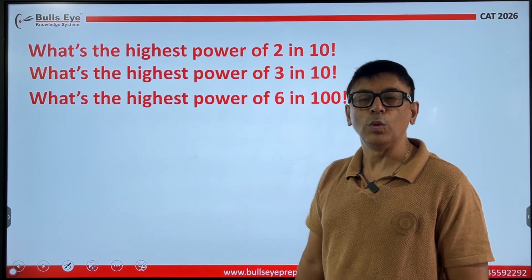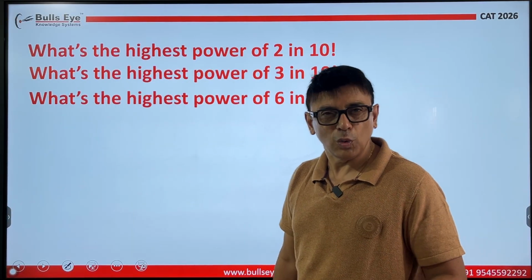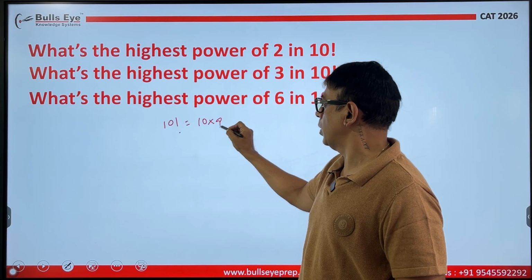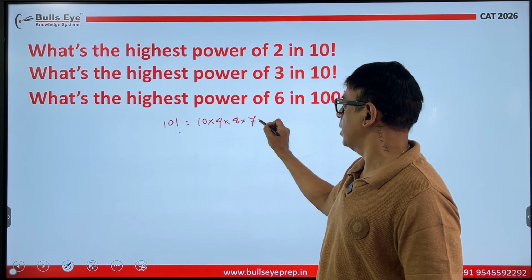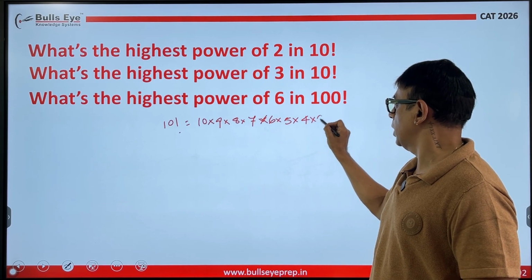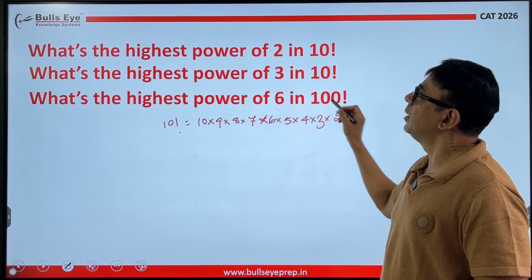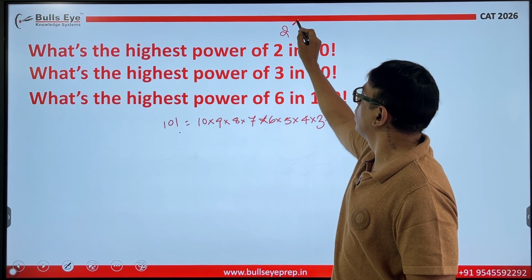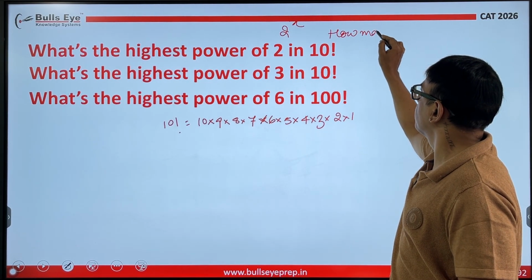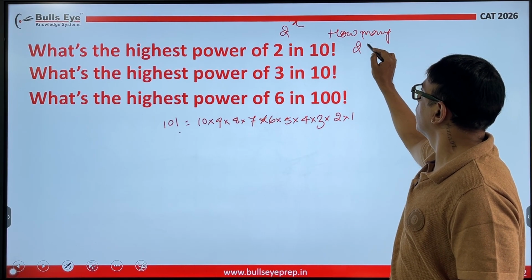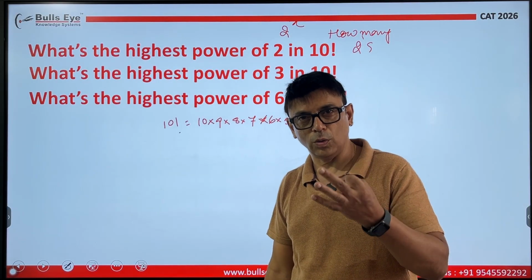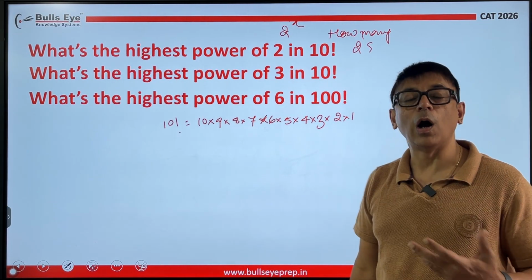What is the highest power of 2 in 10 factorial? So let's first do it with the brute force method. 10 factorial is what? 10 into 9 into 8 into 7 into 6 into 5 into 4 into 3 into 2 into 1. What is the highest power of 2? What that question means is, how many 2's are there? For example, in the previous question 24, we had three 2's, 2 into 2 into 2. So that way, in this huge number, how many 2's are there?